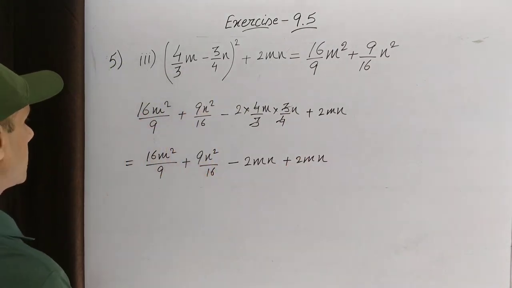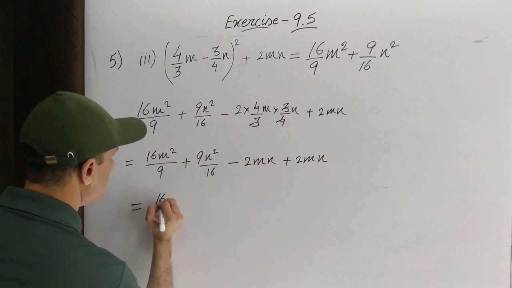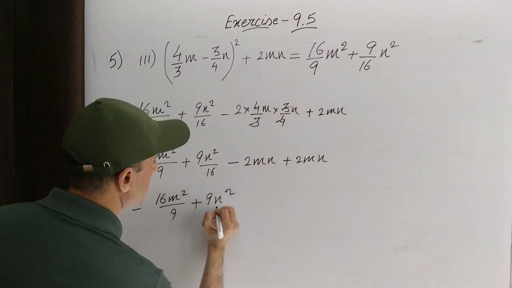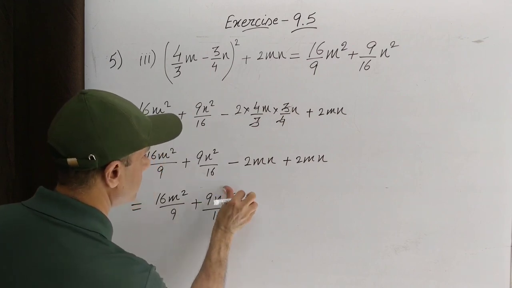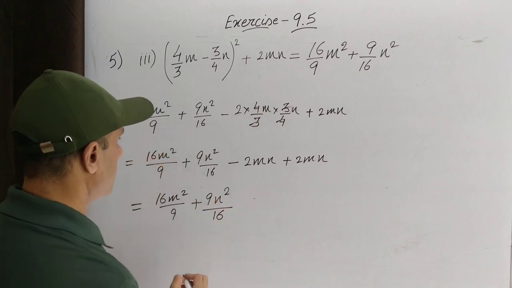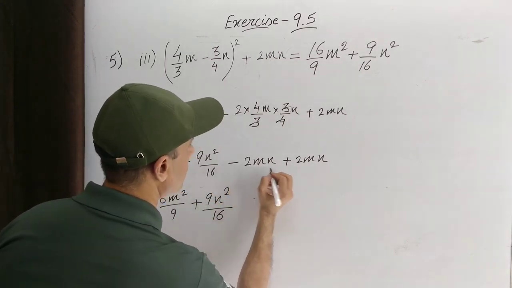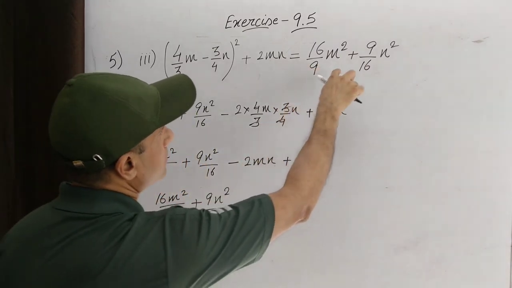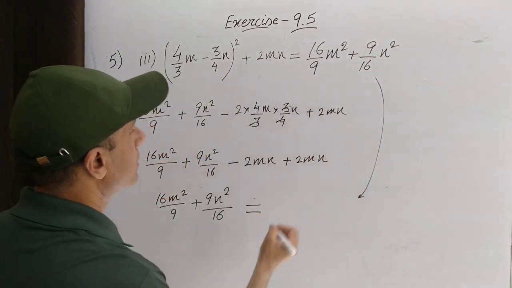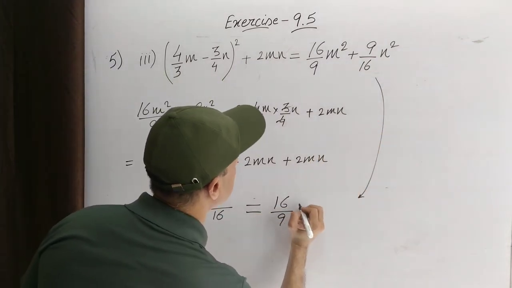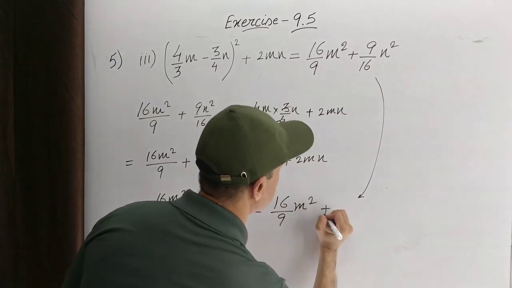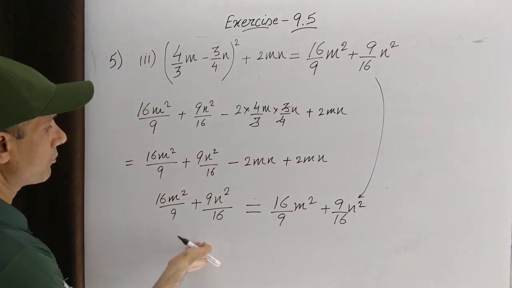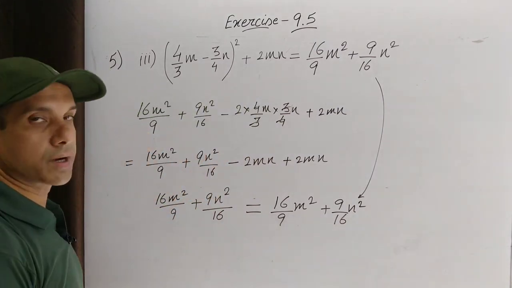So the left hand side is equal to 16 m square by 9 plus 9 n square by 16, and this is minus 2mn and plus 2mn, that is 0, and this is equal to the right hand side, that is 16 by 9 m square plus 9 by 16 n square. So we have proven that left hand side is equal to right hand side.